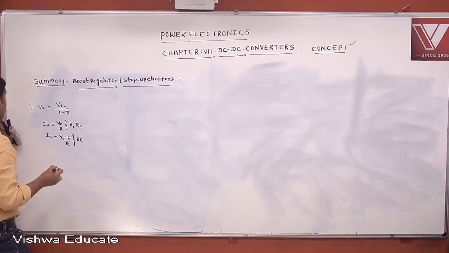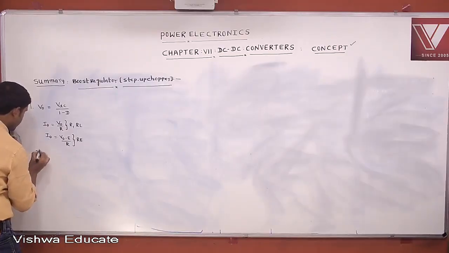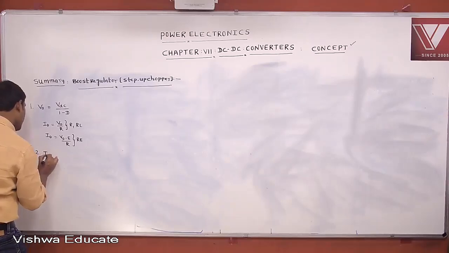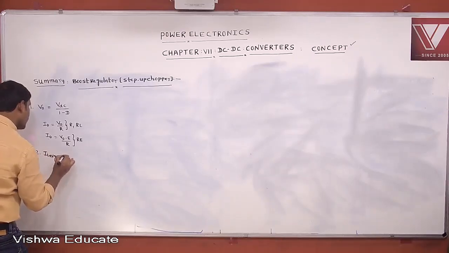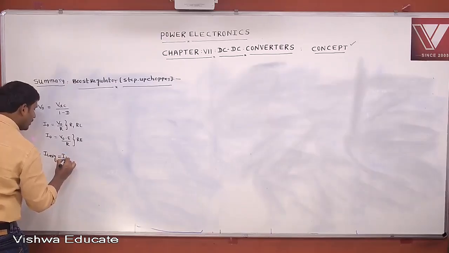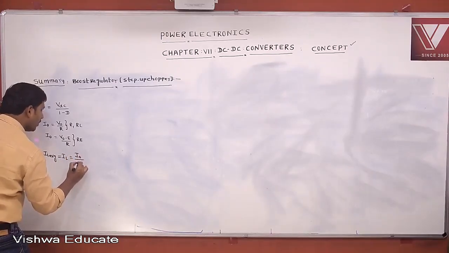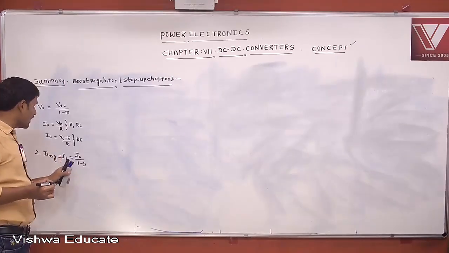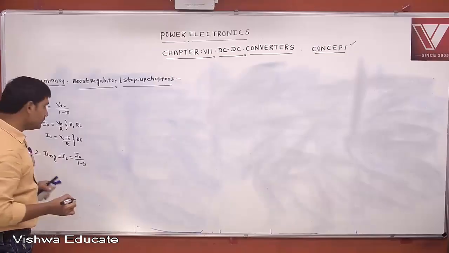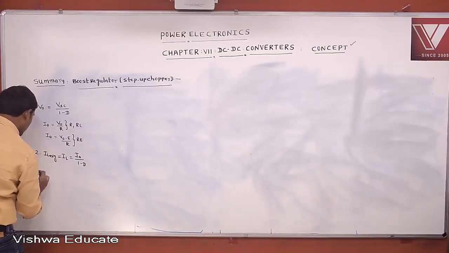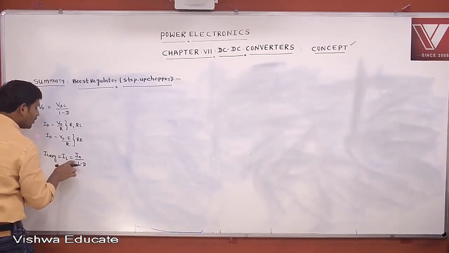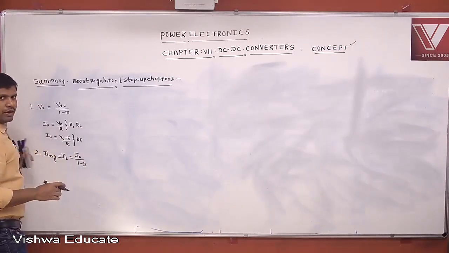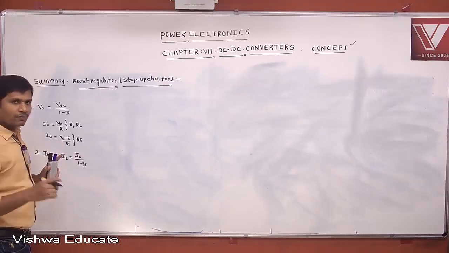Okay, next. For the average inductor current we are getting IL average equal to I naught by 1 minus D. All these formulas I already derived. The summary I am giving. Okay. Next. IL average equal to I naught by 1 minus D, but it is not equal to I naught, as I discussed in the case of buck converter.